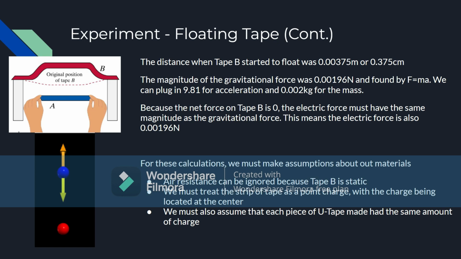For these calculations, we must make assumptions about our materials. Air resistance can be ignored because tape B is static. We must treat the strip of tape as a point charge, with the charge being located at the center. We must also assume that each piece of U-tape has the same amount of charge.